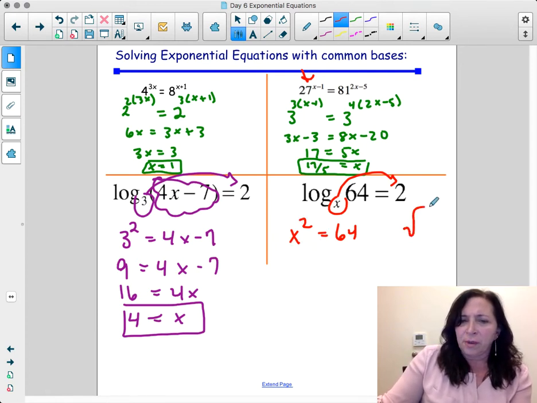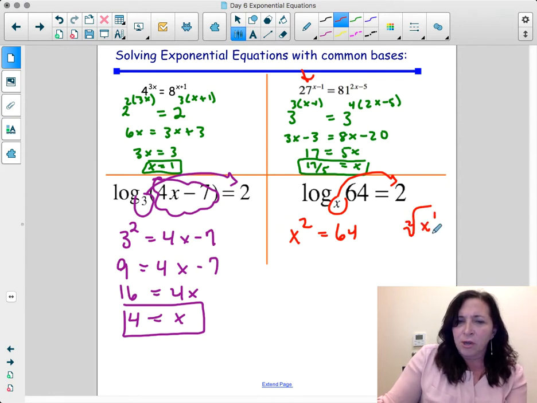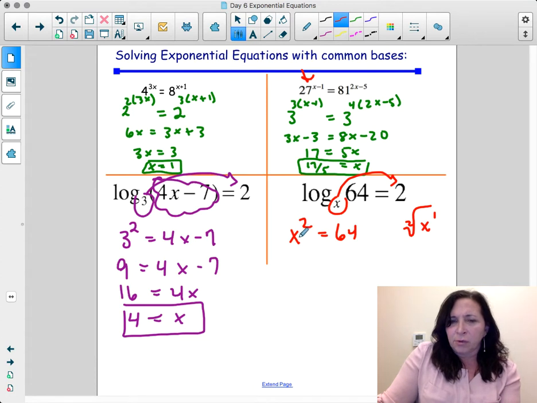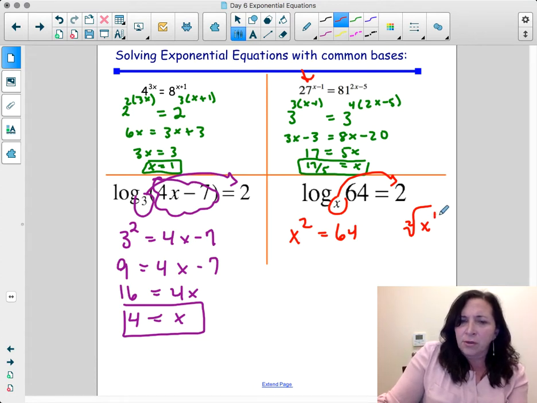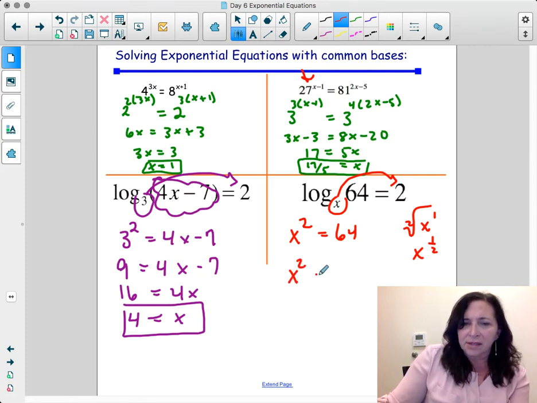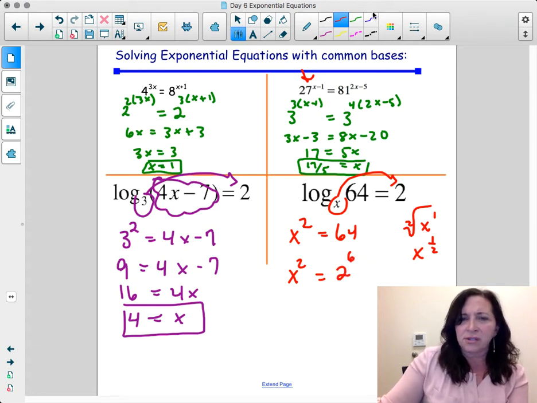And just to remember that if you have x to the 1/2, when you're square rooting something, you're really taking x to the 1/2 power. So what I want to do is say this x squared, and I'm going to rewrite 64, and I want to make that 2 to the 6th power. And this is just another option.